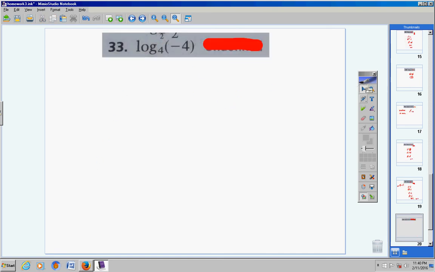Well, we can stop now. We're finished. Undefined. You can never have a negative argument or a zero argument. Cannot do that. Will not work. It's not possible. Okay? Cannot have a negative argument or a zero argument. So the answer is undefined.